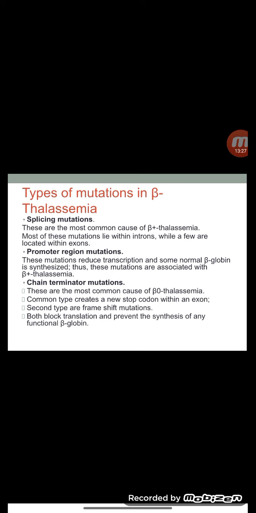And chain terminator mutations. These are the most common cause of beta 0 thalassemia. The common type creates a new stop codon within an exon. The second type is the frame shift mutation. Both block translation and prevent the synthesis of any functional beta globin chain.